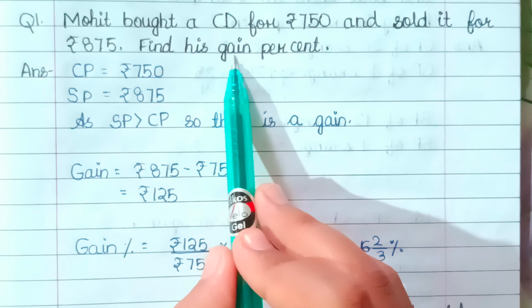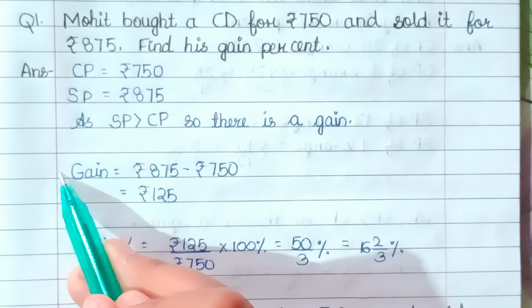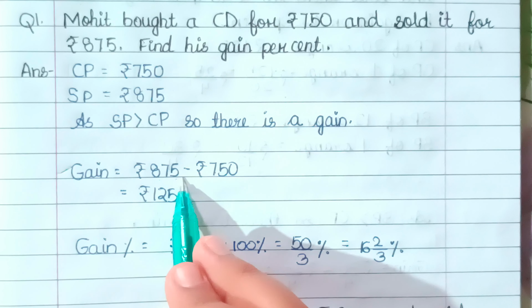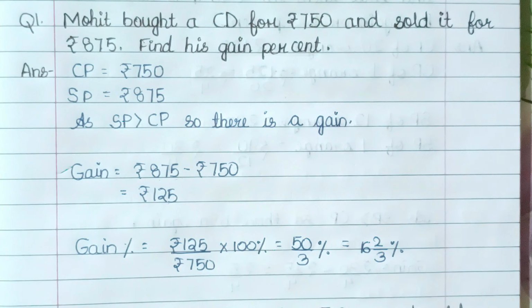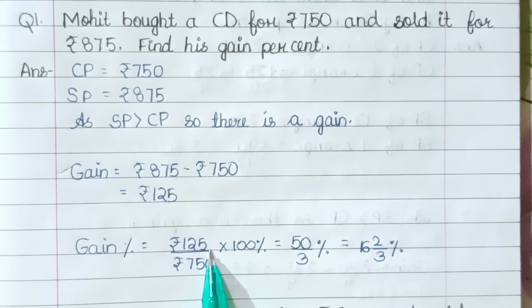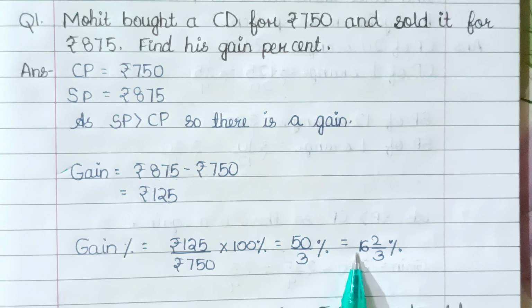But the question is there to find the gain percent. First of all, we have to find how much he gained. He gained 875 minus 750, that is rupees 125, and his gain percentage was 125 upon 750 into 100%. That is equal to 50 by 3%, which is equal to 16 whole 2 by 3%.